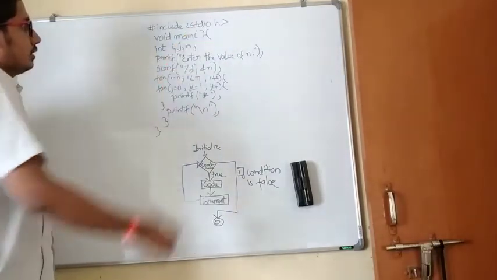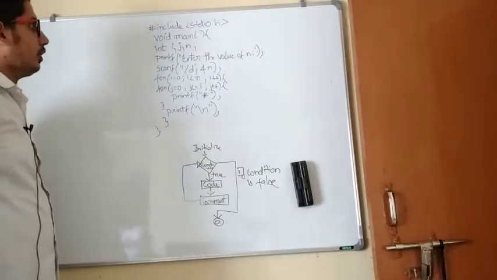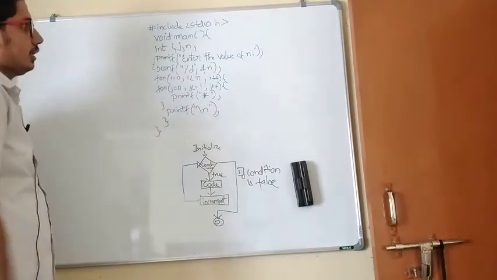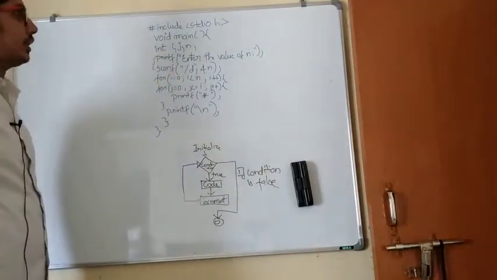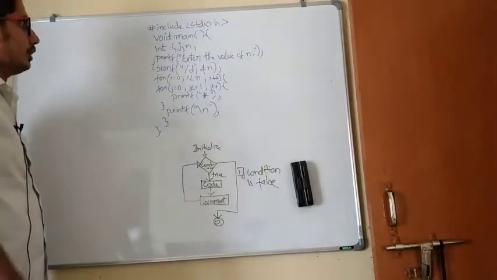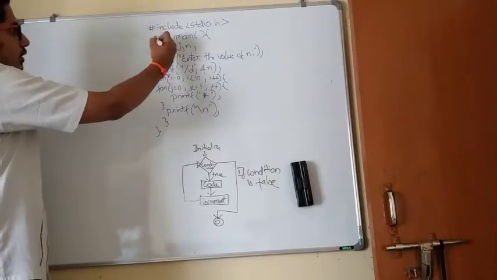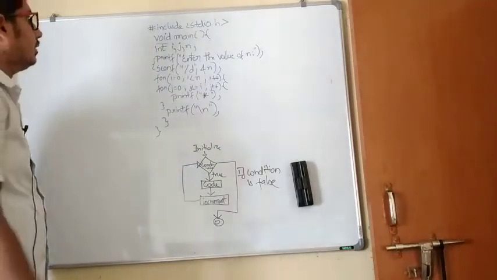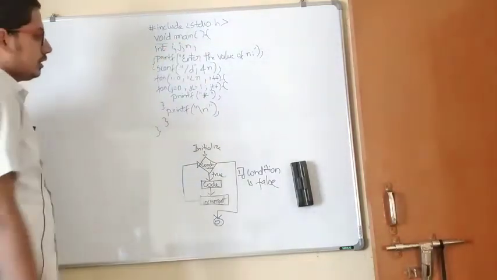First, the line is the inclusion of the header file stdio.h. Why? Because we are using these two statements, printf and scanf. So those related functionalities will be present in that stdio.h. Then void main. Void, it's not returning anything, we can see at the end of the program. And we have declared three variables: i, j, n.